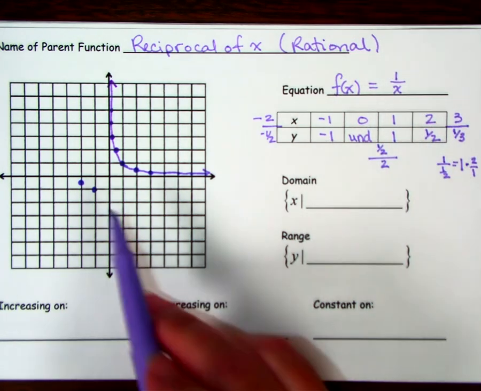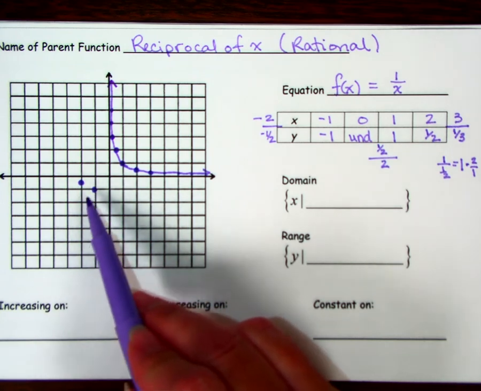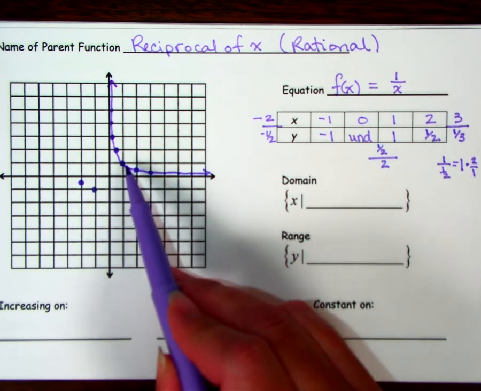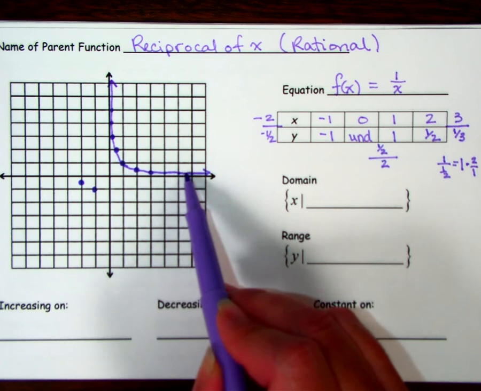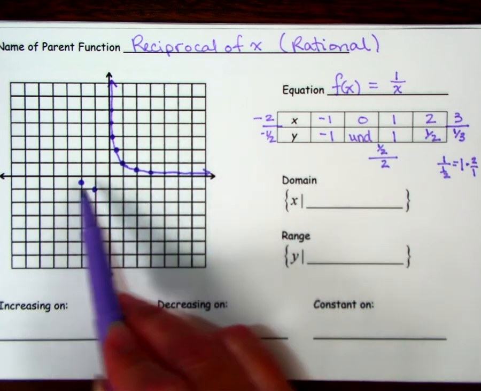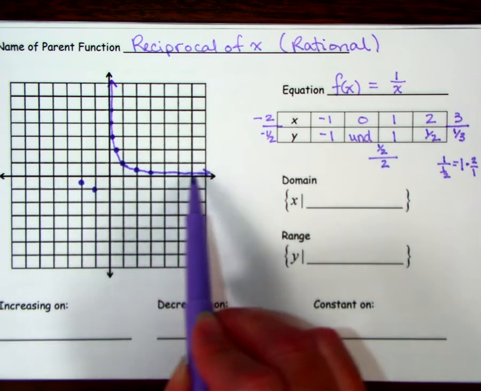Now I did notice with those first 2 points on the left side here, that they kind of mirrored the first 2 points that I did on the right side. So that means it's probably going to handle the rest of the points over here just like it did on the side that we graphed already.